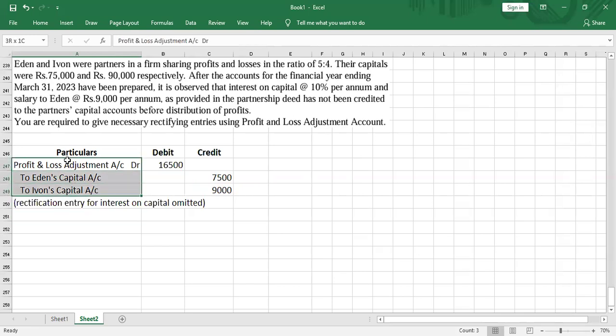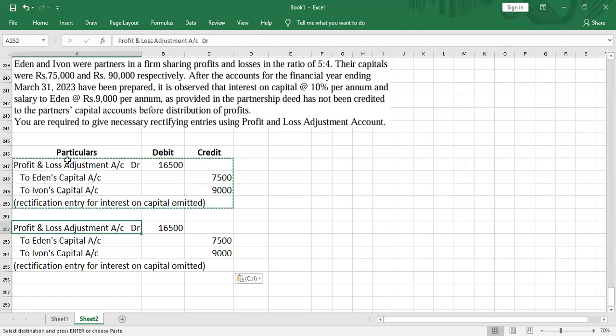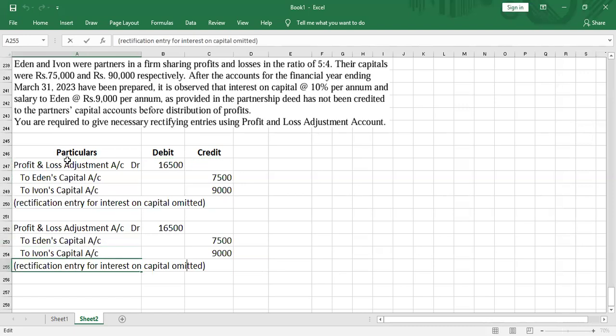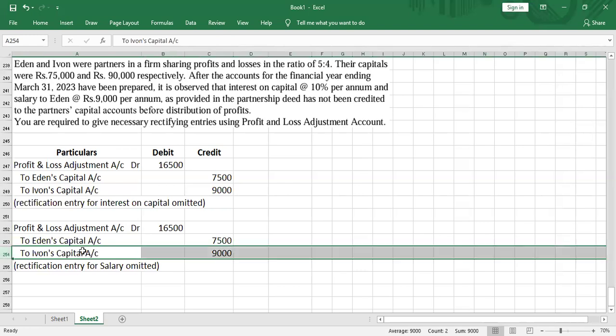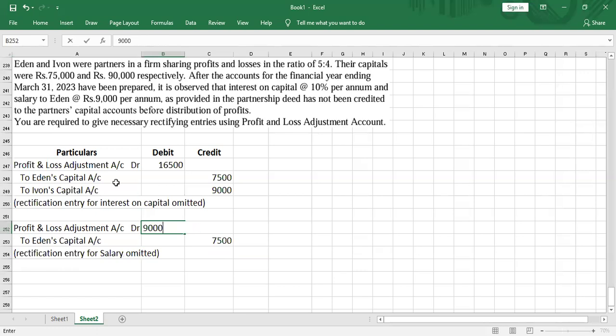Similarly, salary has also been omitted. Instead of salary account, instead of the nominal account, write past profit and loss adjustment. That's it. Salary omitted. Salary is payable to whom? 9,000 per annum for Eden alone. No, Ivan. Understood or not, my dear children?